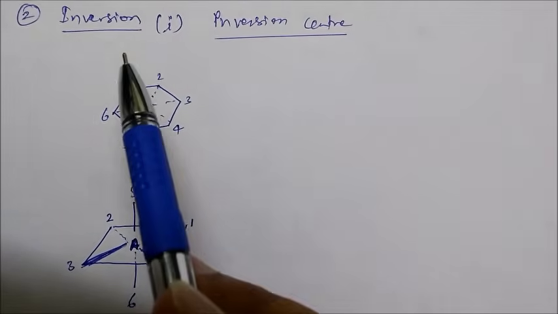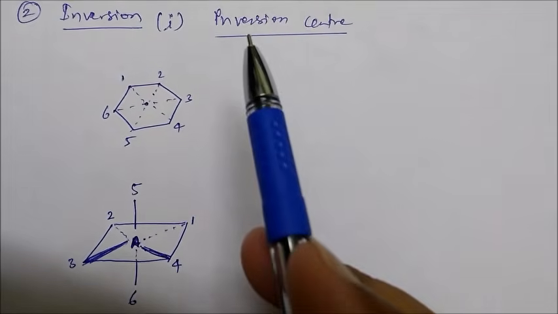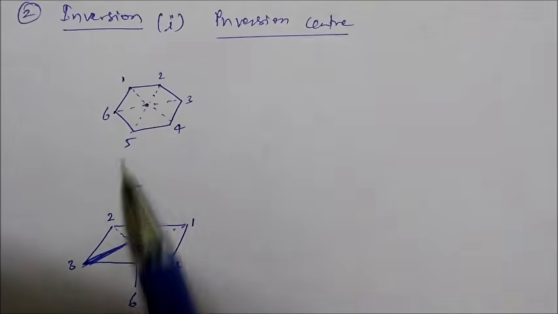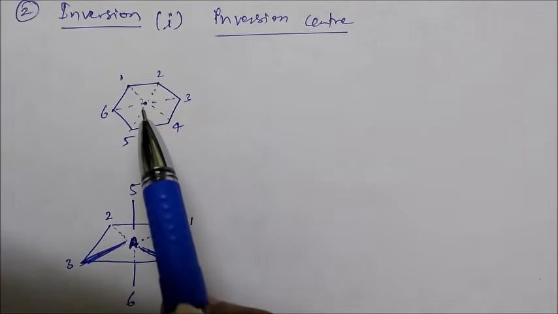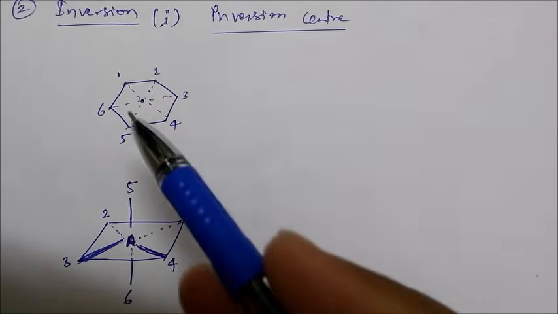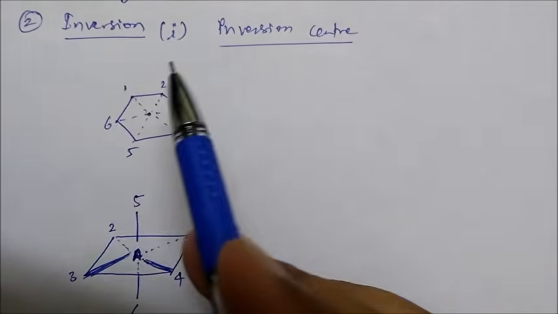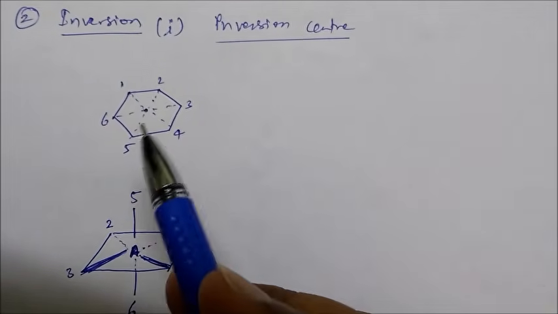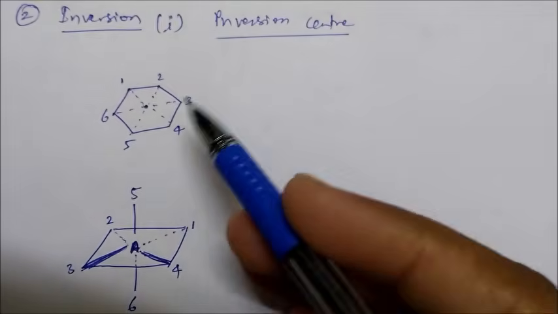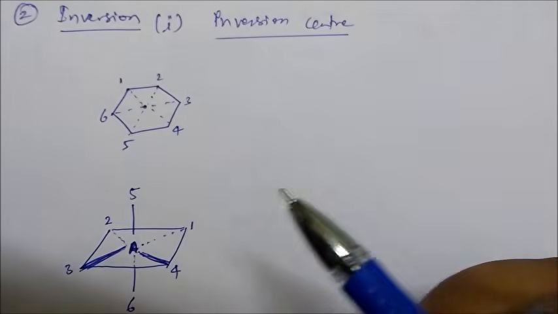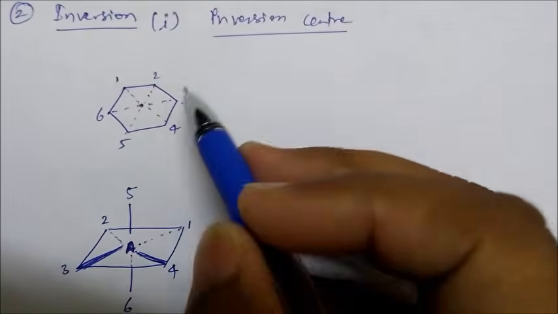So the next symmetry operation is inversion. The molecule should have an inversion center, a center of symmetry. Let's check what inversion means. As its name itself suggests, the molecule will invert: the positions of the atoms will invert from their original positions. Let's take a benzene molecule to see how.